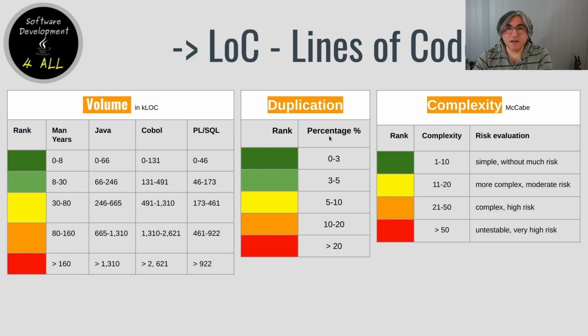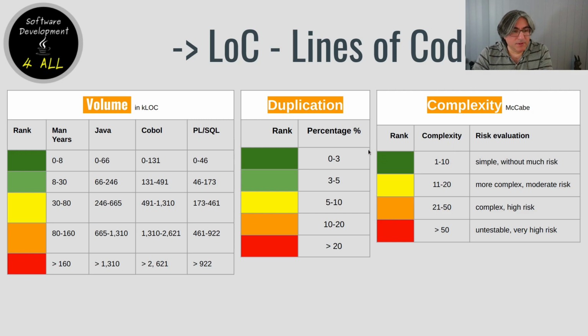Duplication is calculated in percentages, so how much of your code is duplicate code. And the complexity, McCabe's complexity, in this case the cyclomatic one, I took for reference because the cognitive complexity is a bit harder to calculate, and you can find enough literature on the internet about it, but let's keep it simple for now. It's about complexity, and it is ranked also in this scale.